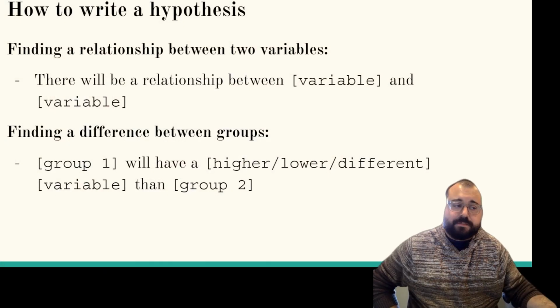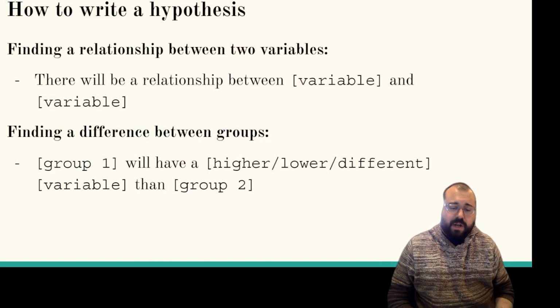So let's talk a little bit about what a hypothesis should look like, and then talk a little bit about how to structure your questions in order to be able to answer those hypotheses. So really, this is our first goal. As a reminder, you need to have 4 hypotheses, 2 of which need to be finding a relationship between 2 variables, and 2 of which need to be finding a difference between groups. So let's jump in and talk about what that looks like.